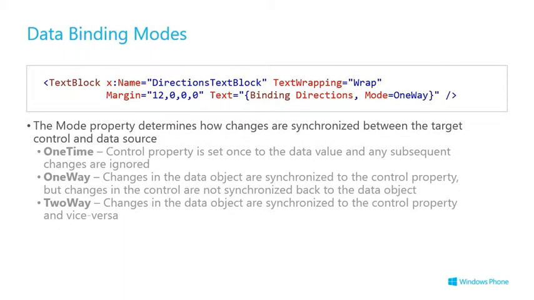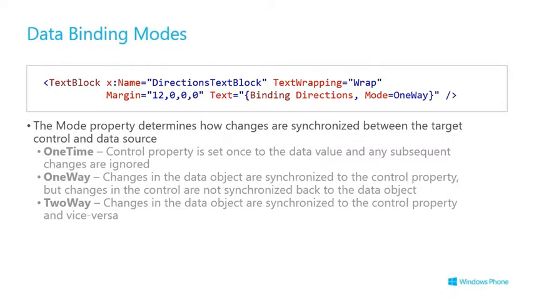There are 3 modes for this. There's one-way mode, one-time, and two-way. One-time means that when the page is rendered, any binding statements are resolved against the underlying data context just the one time and displayed on the screen, and thereafter, if you change the underlying data object in code, it's not reflected in the UI.